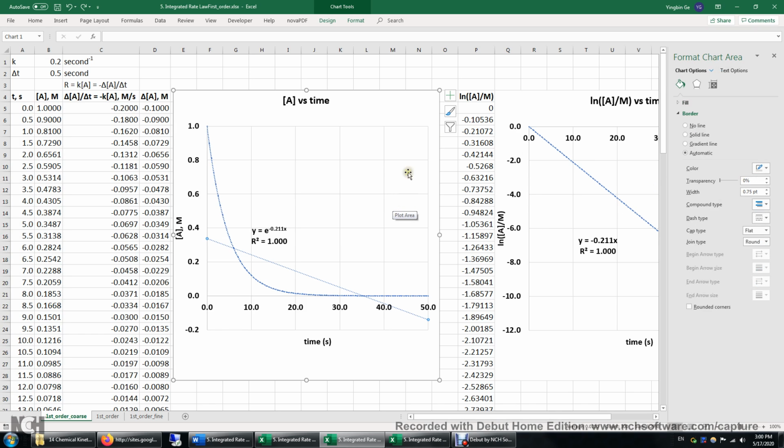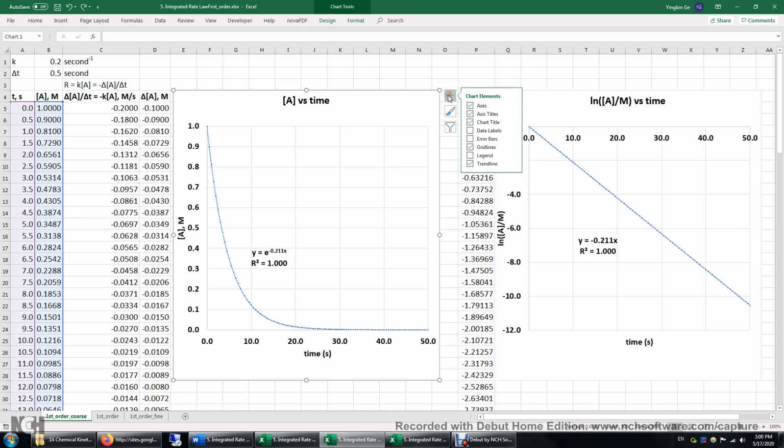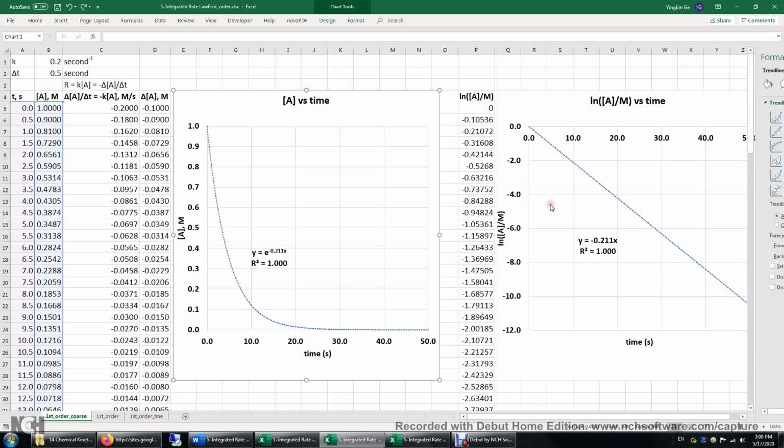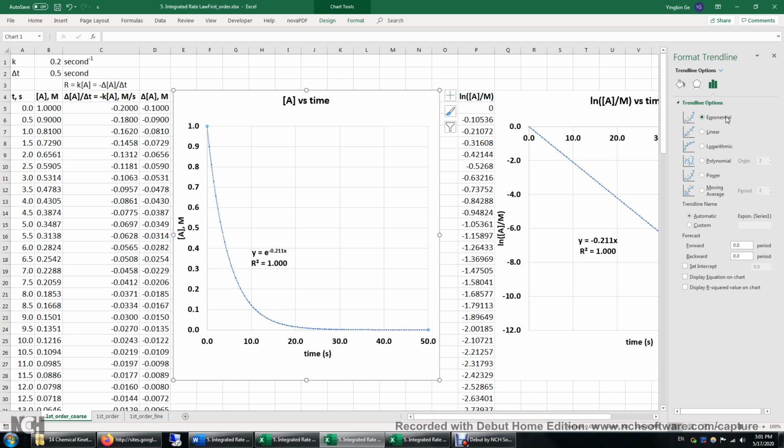Okay, so I think what we need to do is plus over here, click more option. The default is linear, that's why you see a linear line here, but it doesn't fit our data. So we change to exponential, all right? And then you can display the equation. You can display the R squared value.